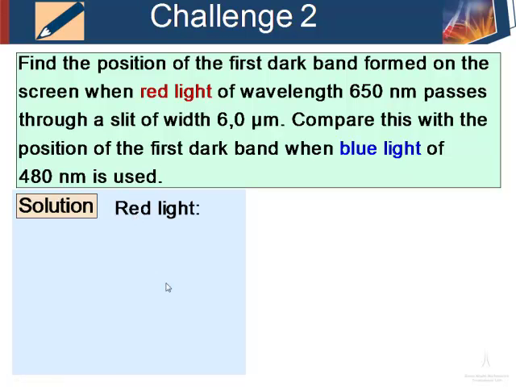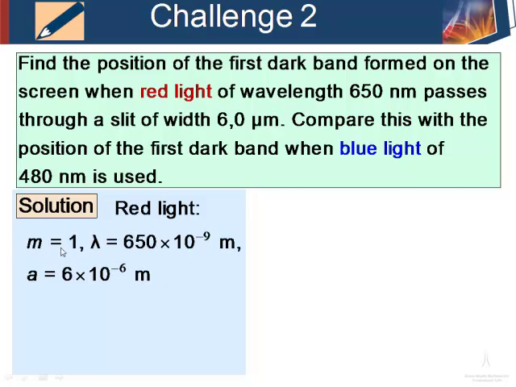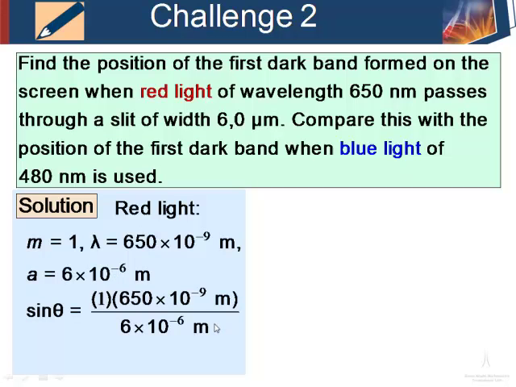Start with the red light. That's what we are given. We're looking for the first dark band, so m is equal to 1. The wavelength is given, 650 nanometers. Remember, nano is times 10 to the minus 9, and the width of the slit is 6 times 10 to the minus 6. 10 to the minus 6 is micro, and so we substitute in the formula.